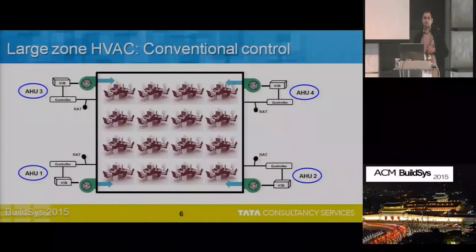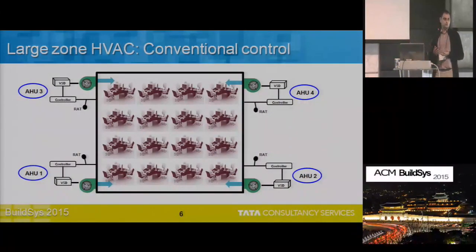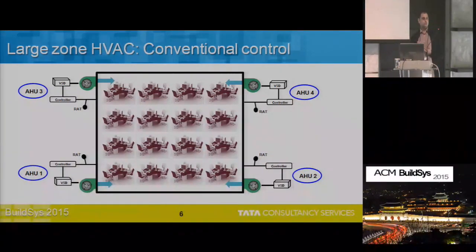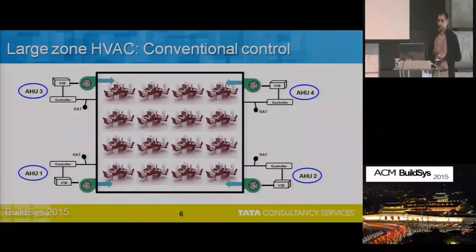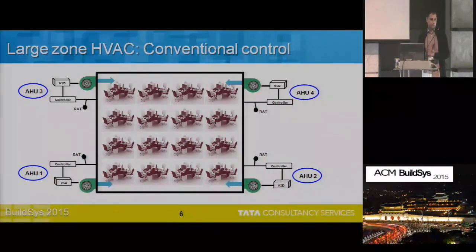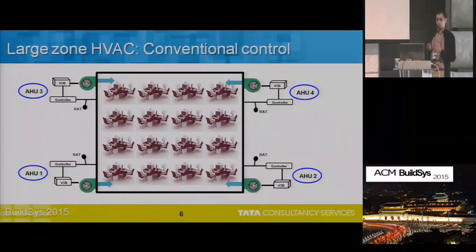So given such configurations, if you have a conventional control where each AHU is independently controlled based on a return air temperature sensor and a set point which is given. So based on the error between the return air and the set point, the controller tries to adjust the flow rate to meet the set point. And this is done individually for each AHU.